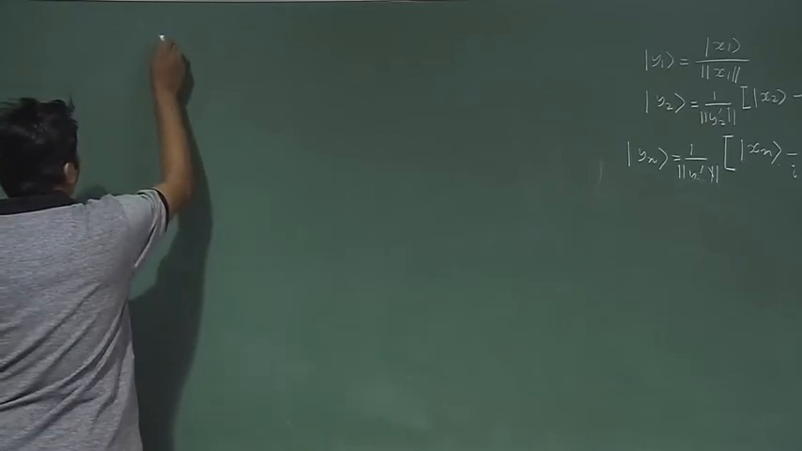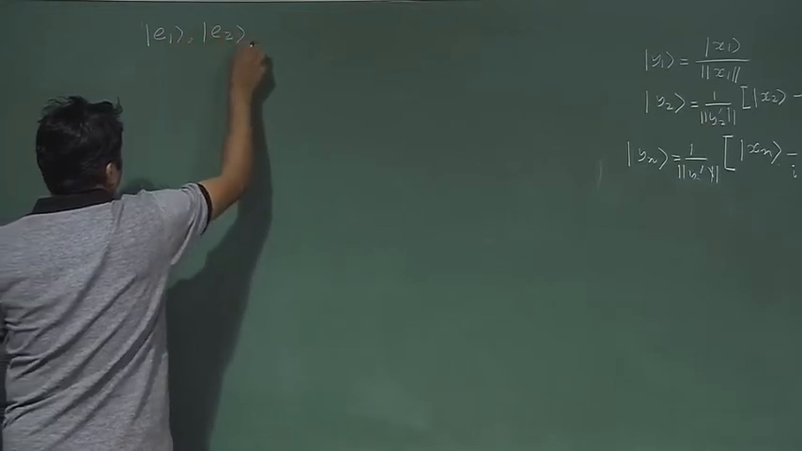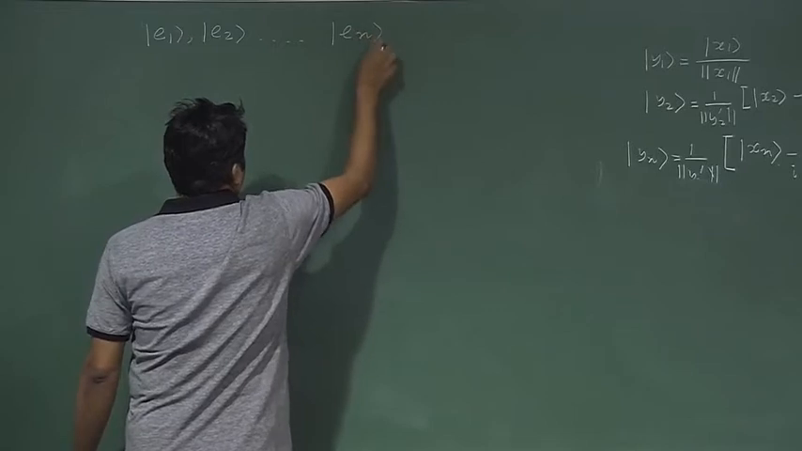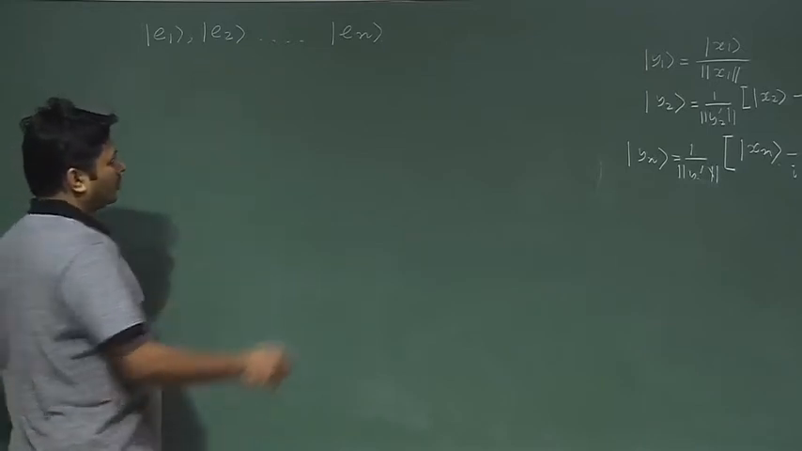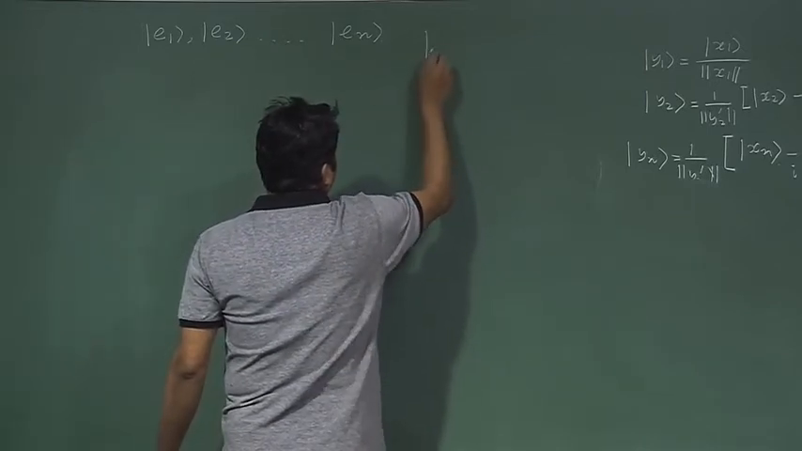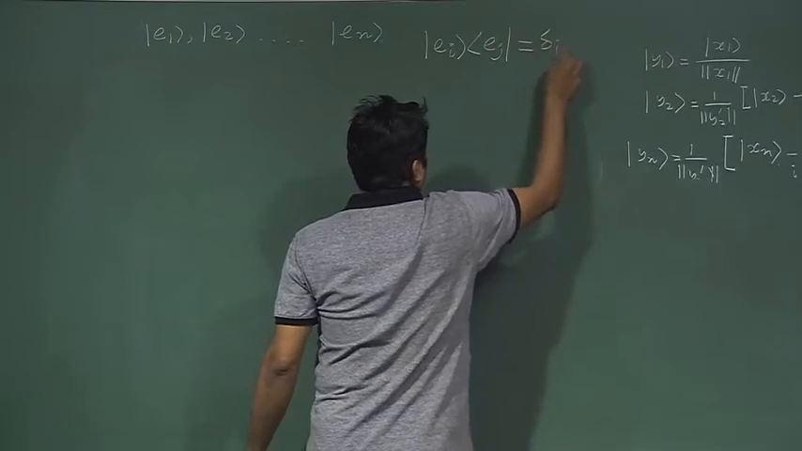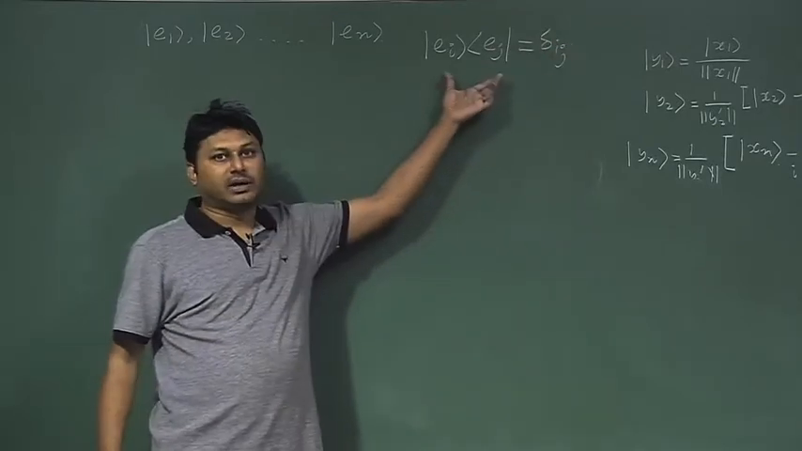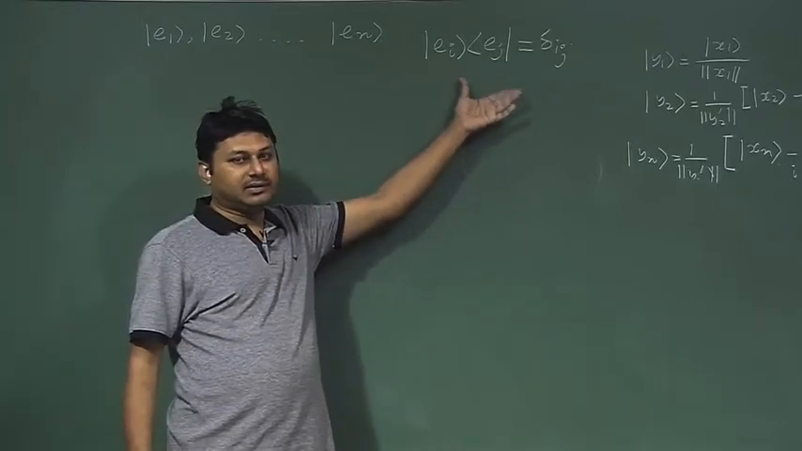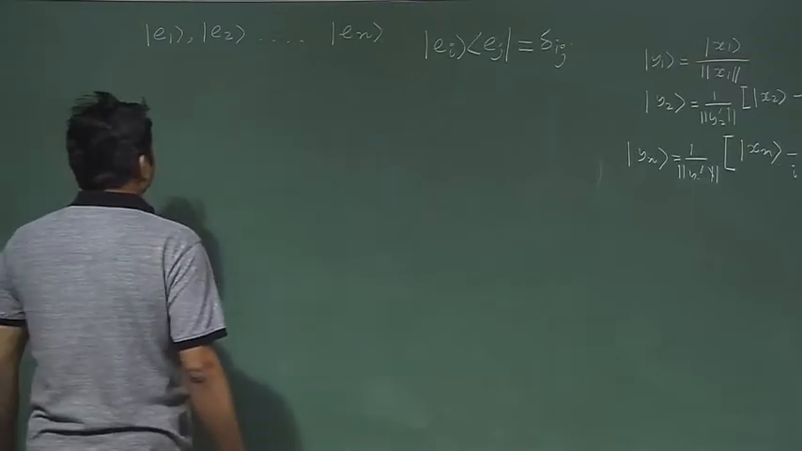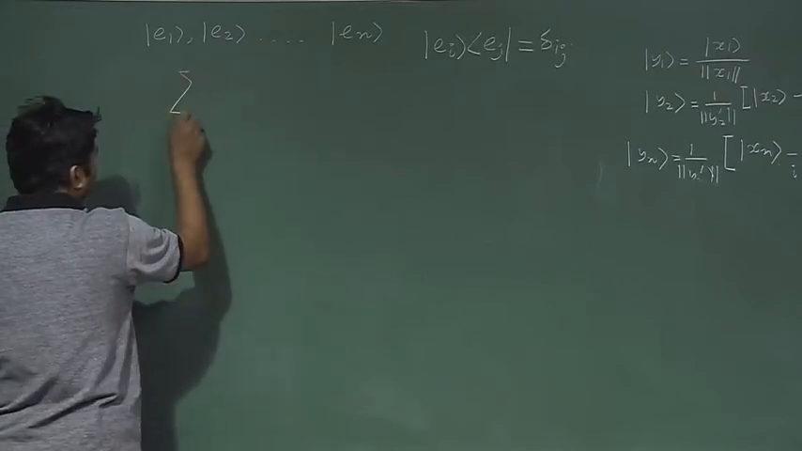So if say e1, e2, en are a set of n vectors which are linearly independent of each other as well as orthonormal. So that means they are forming an orthonormal set, which mathematically means this is satisfied. If these things are satisfied, then any vector can be represented in this form. That is one issue. Second thing is that I need to find out this quantity.